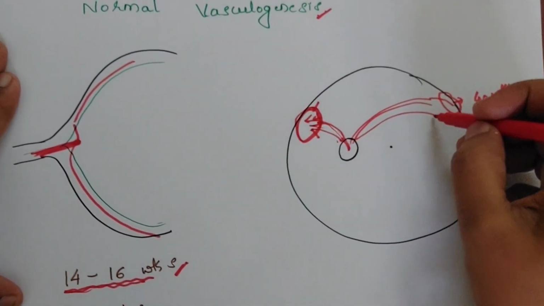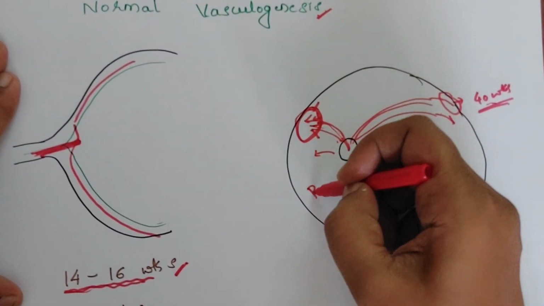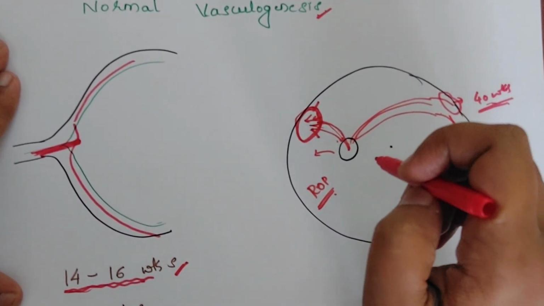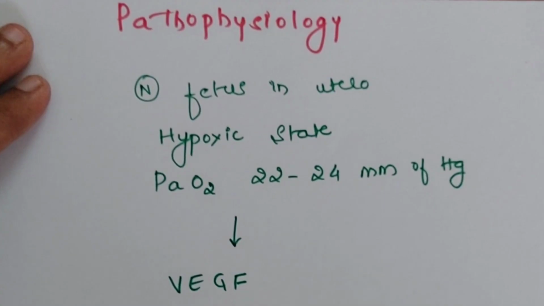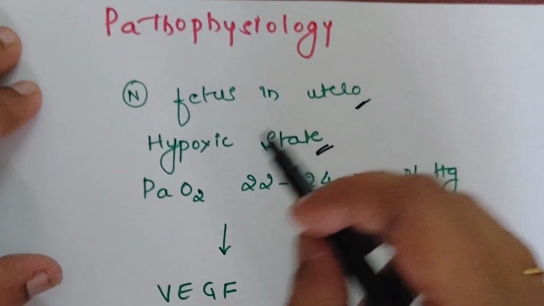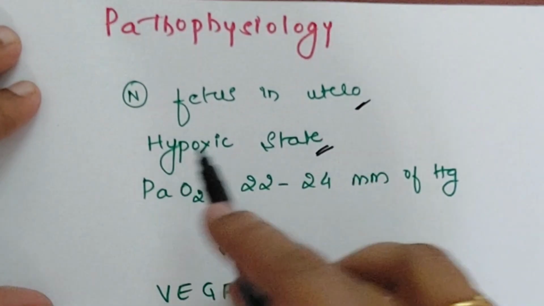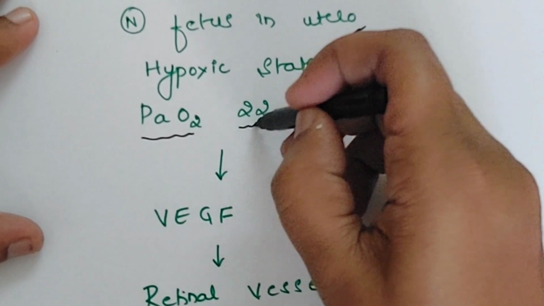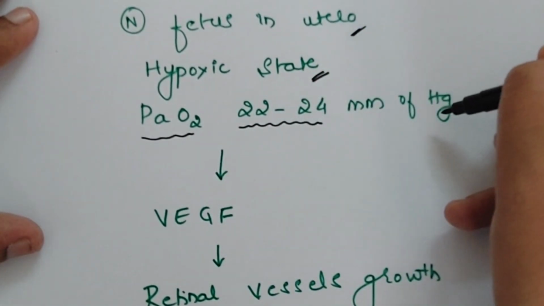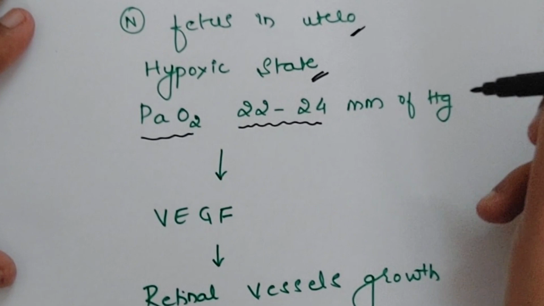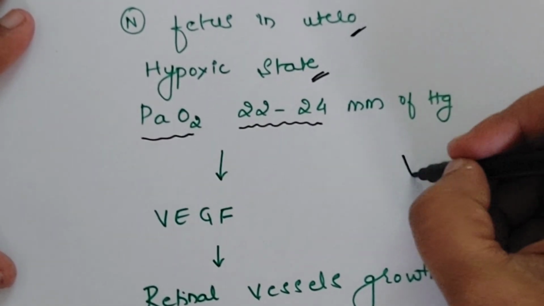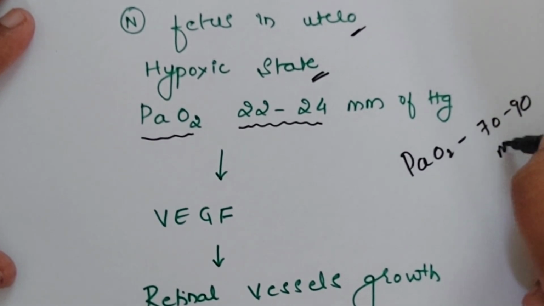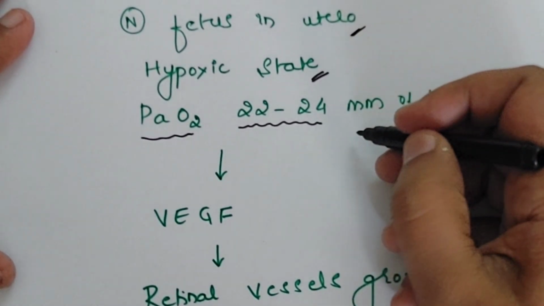So if the retina is fully vascularized, it is very much resistant to ROP. Only the immature retina is predisposed to the ROP changes. So what happens normally is the normal fetus in the womb or the uterus is in a little hypoxic state. Partial pressure of oxygen in the unborn baby is around 22 to 24 millimeters of mercury, compared to a normal full-term baby or the adult in whom the partial pressure of oxygen is around 70 to 90 mm of mercury. So it is in a relative state of hypoxia in the womb.